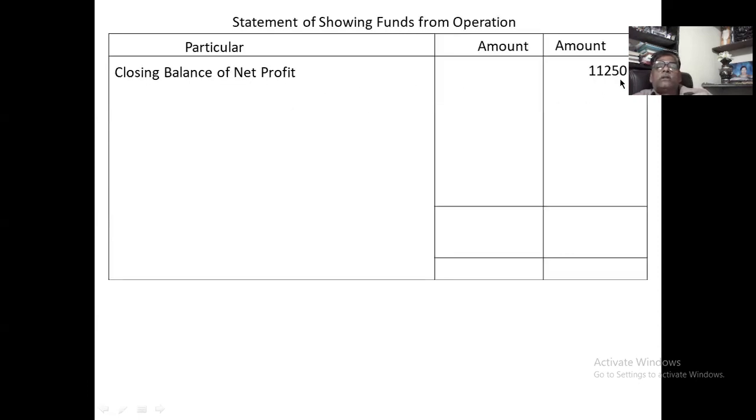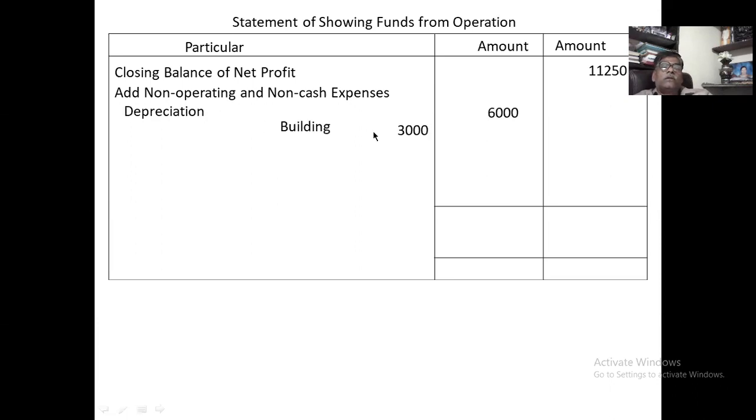Now you prepare the fund from operation. Net profit as per P&L account is 11,250. Then you take the non-operating and non-cash expenses. First you write depreciation on building, next depreciation on plant. Depreciation on building 3,000, depreciation on plant 3,000, total depreciation 6,000.